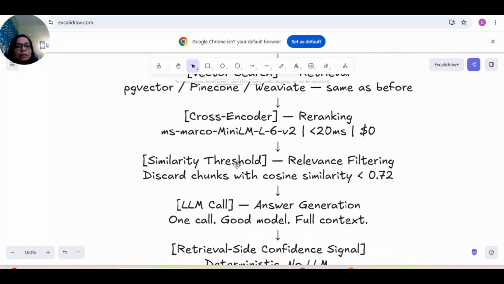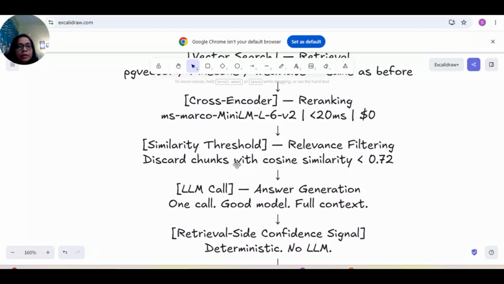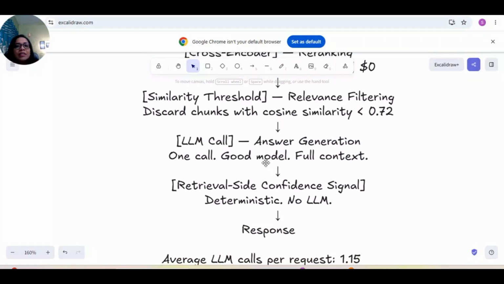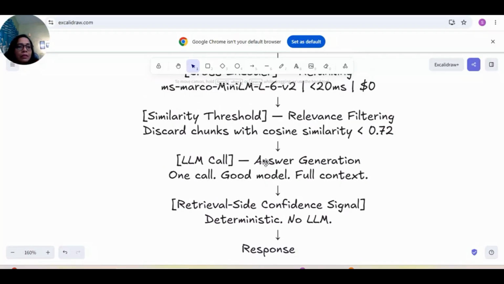Here the MS MARCO MiniLM-L6-v2 cross-encoder is deployed. The next part is about the similarity threshold and relevance filtering. Here we discard chunks with cosine similarity less than 0.72, and for rerank, similarity threshold relevance filtering is on top of 0.72. Next is answer generation, and here LLM deployment is good, that is full information.